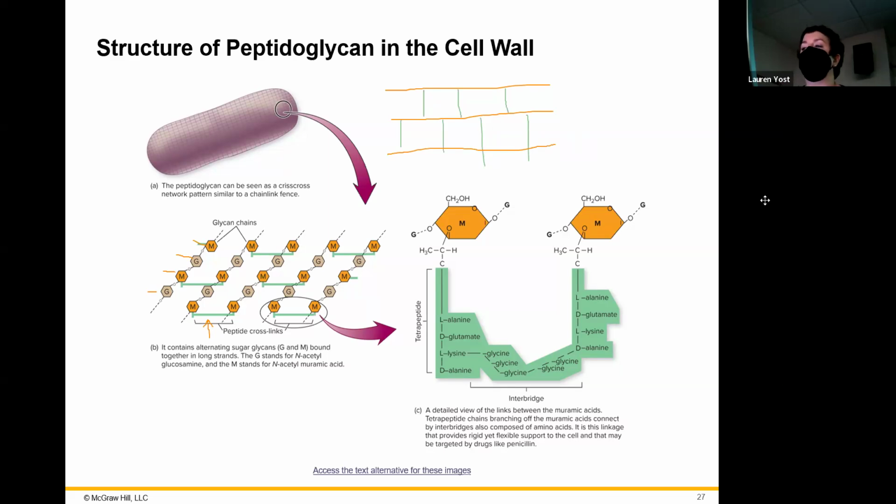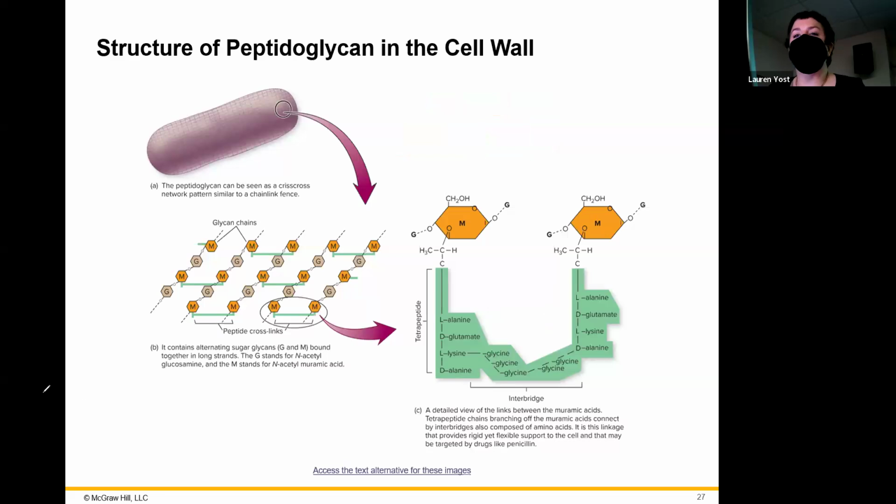You don't need to know what the amino acids are, but down here it does delineate those amino acids that are involved in that. So that's our peptide chain linking together those sugar chains. So at least know that peptidoglycan is sugars cross-linked by peptides. I won't ask you about the differences.